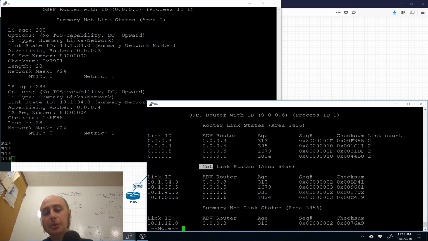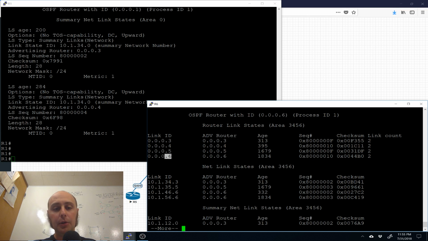Our LSA type 2s, our network LSAs, are going to be sent out by the DRs, okay? And they're going to describe the link, the network segment, and all of the routers that it has seen on that segment. So just by looking at this, I can already know that router 3, router 5, and router 6 are my DRs, because they're the only ones who are going to send the LSA type 2s. All right, and they're the DRs for each of these segments.